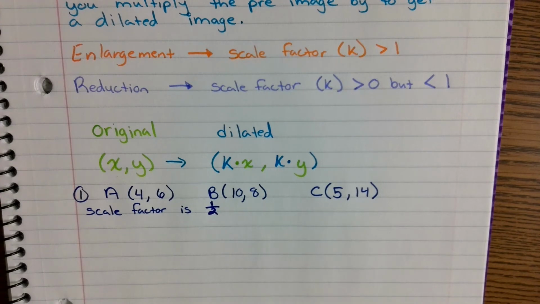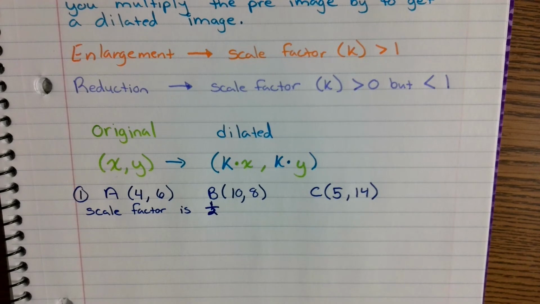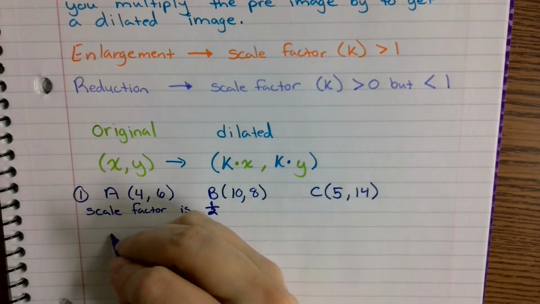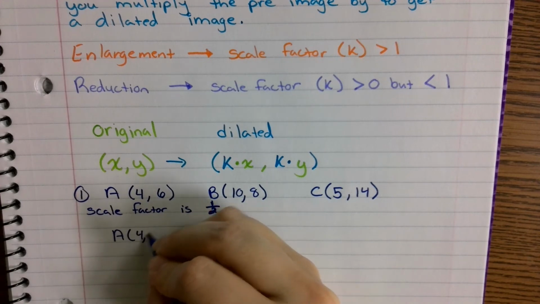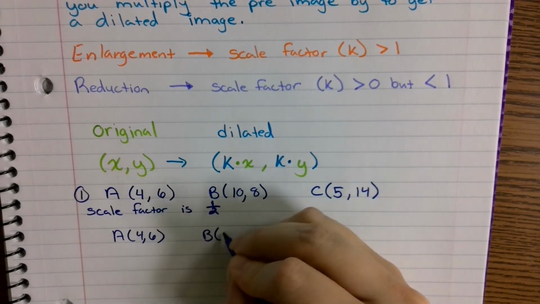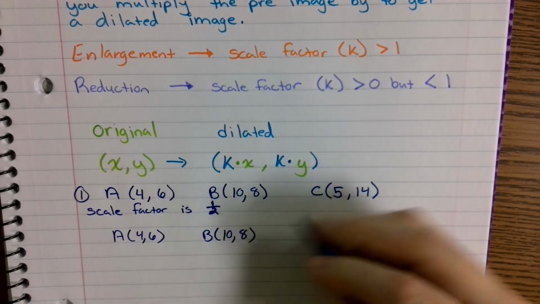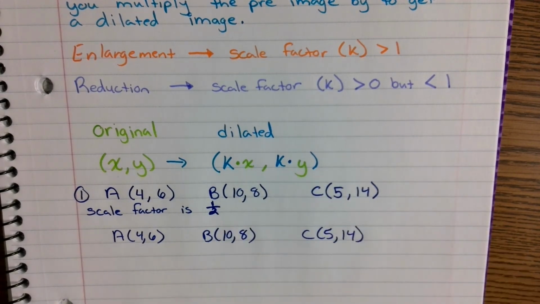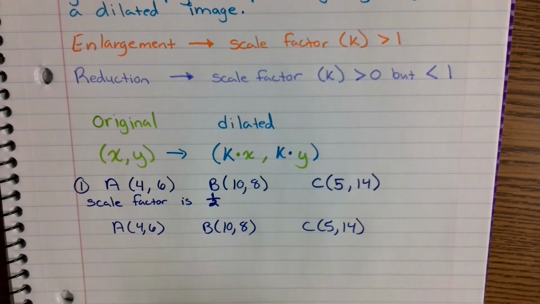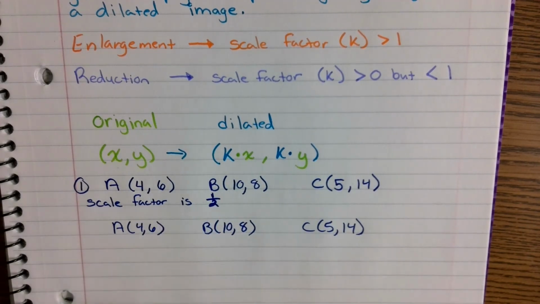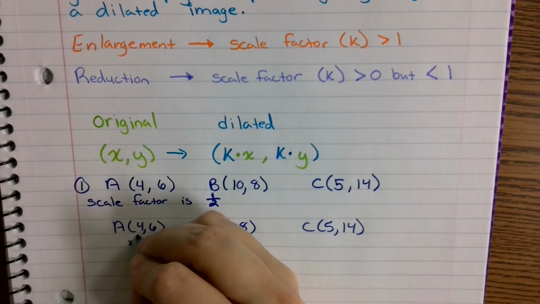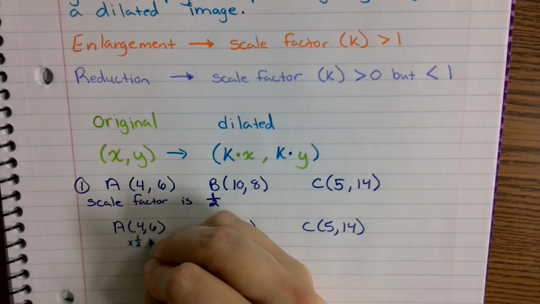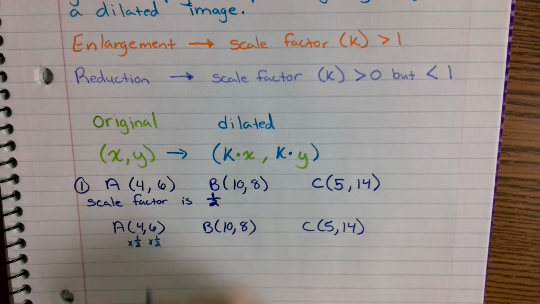Okay, so in order for me to do each of these points, I'm going to go ahead and rewrite them again down here. So A was 4, 6. B was 10, 8. C was 5, 14. In order for me to get a new value, a primed value, by a scale factor of 1/2, all I'm going to do is just multiply each of my coordinates by 1/2.